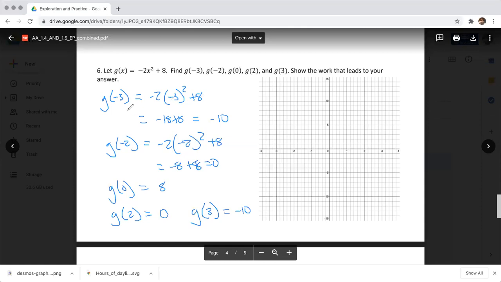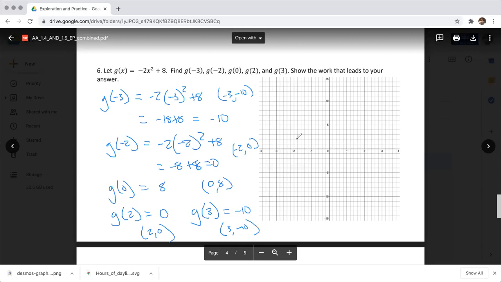So let's plot these points. Remember that G of -3 equaling -10 is the point -3, -10. And G of -2 equaling 0 is the point -2, 0. And this is the point 0, 8. And this is the point 3, -10. And this is the point 2, 0.